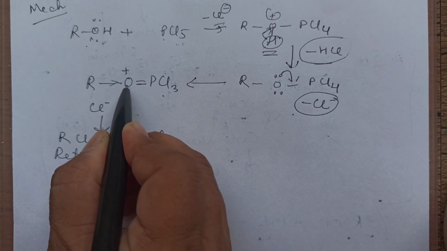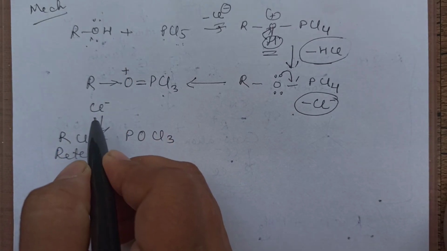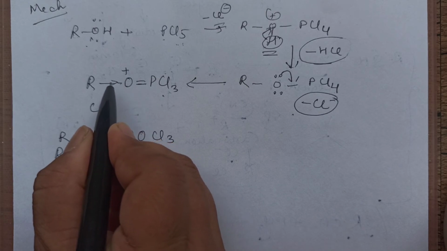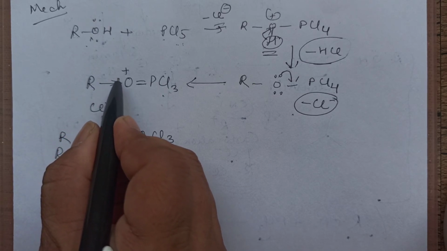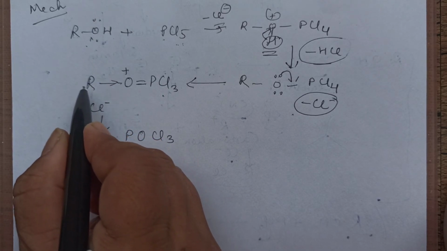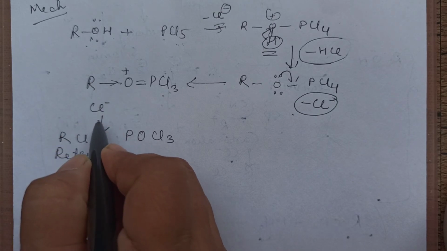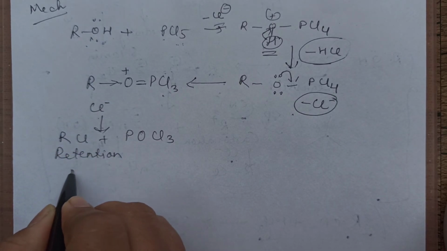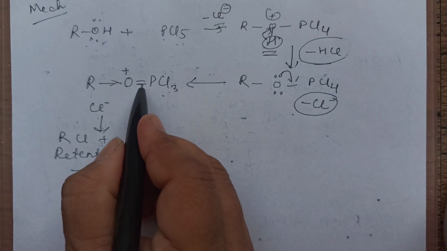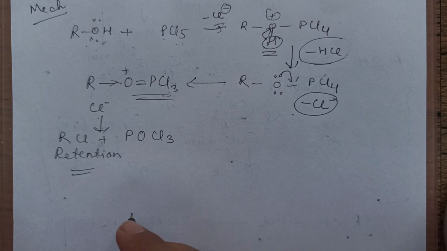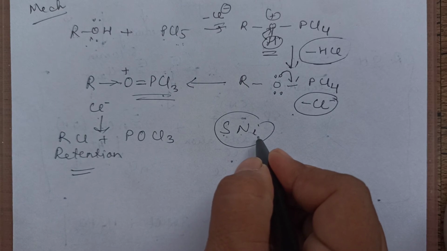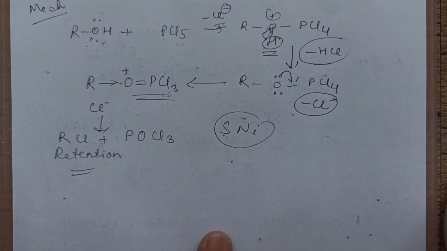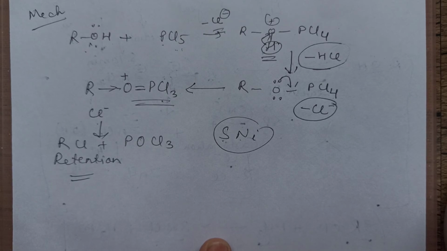When this has got 3 bonds now, oxygen will get a positive charge. When oxygen gets a positive charge, it breaks from here, right? And when R starts coming out, it combines with this Cl minus. R plus and Cl minus will form RCl. It is retention of the configuration, and what we are left over with is POCl3. This is SNi, substitution nucleophilic internal. Internal means within the molecule only. There is no extra reagent we have used, so within the molecule only this reaction occurs, right?